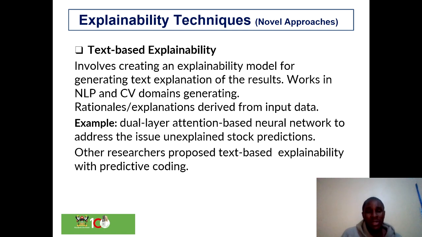So an example that appeared in the literature used a dual attention-based neural network. It was trying to address the issue of unexplained stock prediction. So on top of having stock prediction data, they had some news language data. So they used that data with the attention-based neural network to create a model that produced explanations for the stock predictions. And then other researchers proposed text-based explainability with a method called predictive coding, which seems quite new.